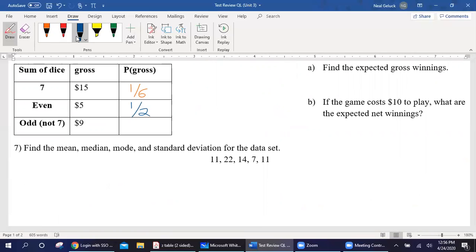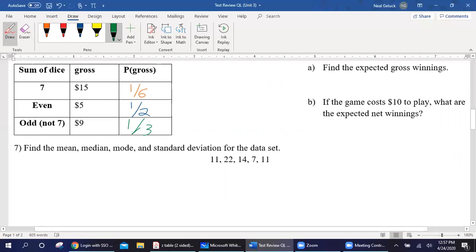The probability of some other odd number that is not 7, well, the 7 was 6 chances. 18 minus 6 is a 12 out of 36 chance, which is 1/3. If you count all the odd numbers that are not 7, there's 12 of them. 12 out of 36 is 1/3. So I've got my probabilities.